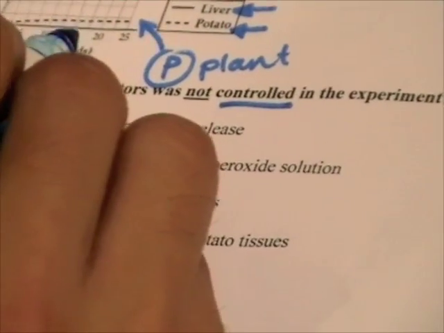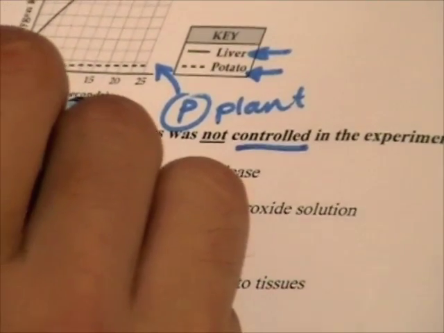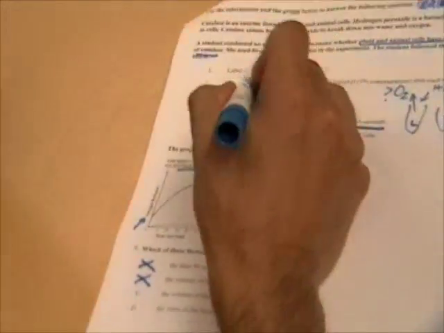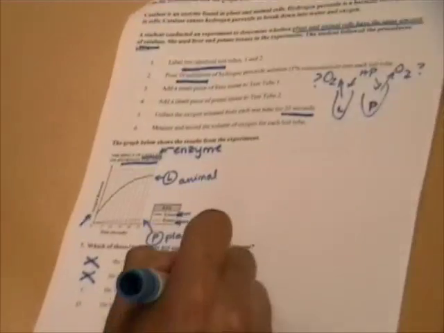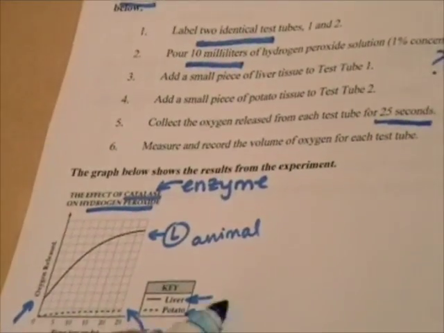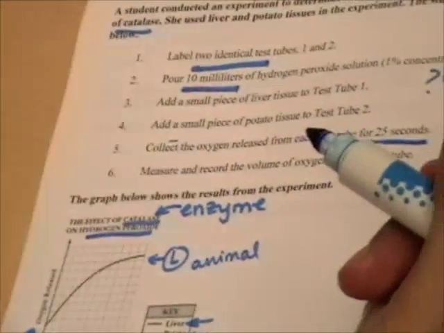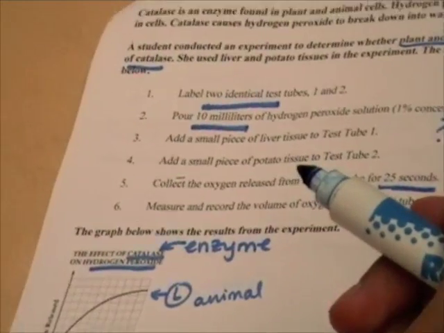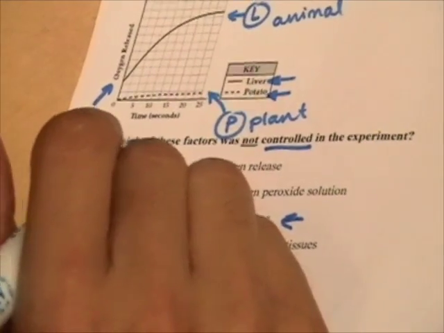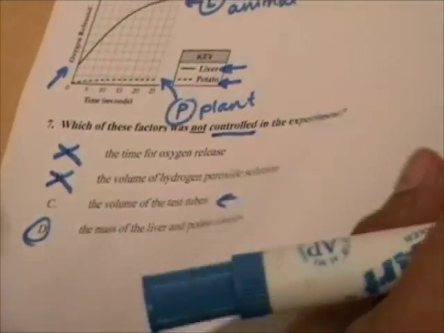The volume of the test tubes. Let's see. It says 2 identical test tubes. But then I'm measuring volume, so I don't know. D, the mass of the liver and potato tissues. It says here, add a small piece of liver tissue, a small piece of potato tissue. This must be my answer. Alright, I'm going to go with D.